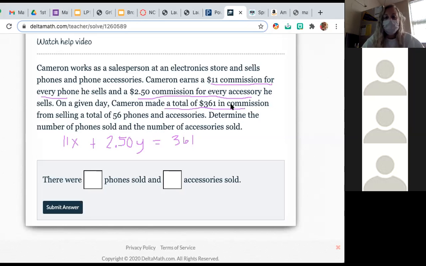All right, it says he makes $361 total from selling a total of 56 phones and accessories. So we know the total, which means we're still adding, should be 56. Now this is just like the last one we did. Do we know how many phones or accessories he sold? So what do I write? Just the letters. Good, y'all. Just X plus Y. Do we have any questions, my people who might have joined late, on how to set this up? No questions?